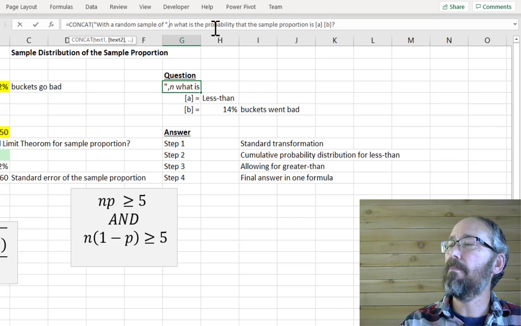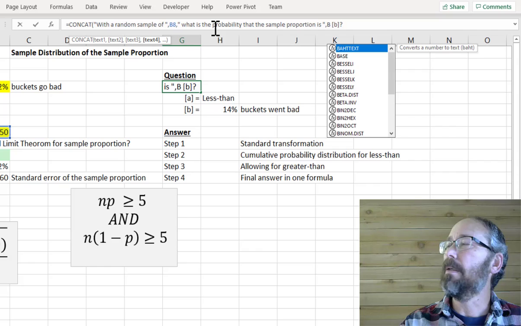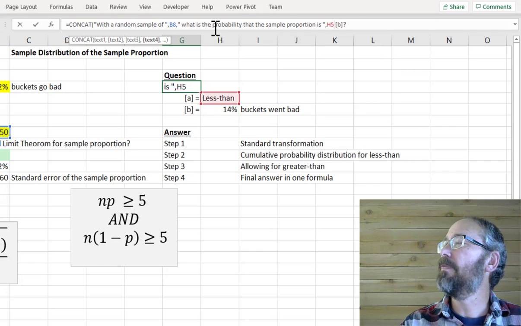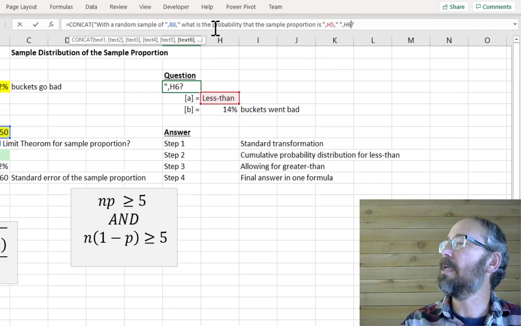So we're saying B8 is our number, and then this is going to be our greater than or less than. So let's say H5, and we want a space in there. And then the last thing is the percentage that we're using, which is H6. And we want, let's just leave it that way.